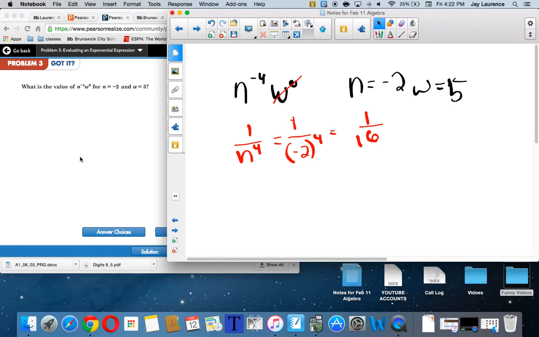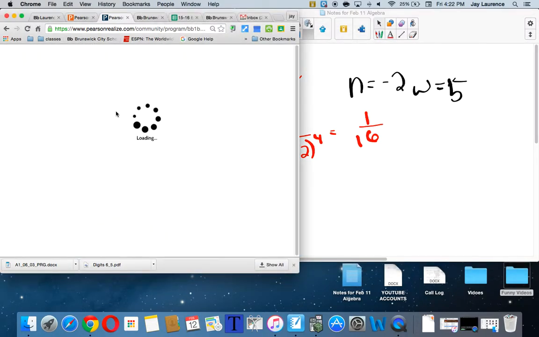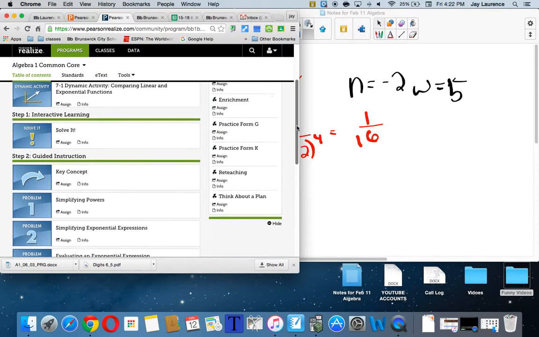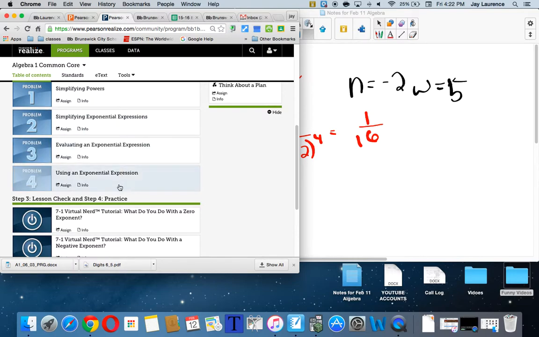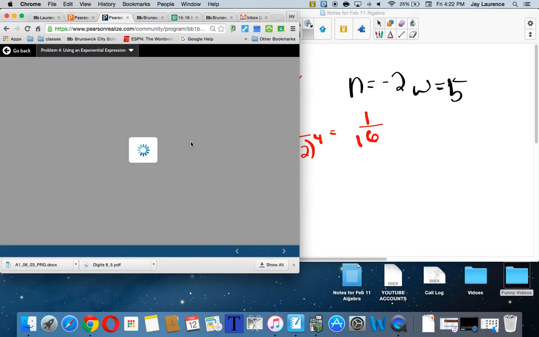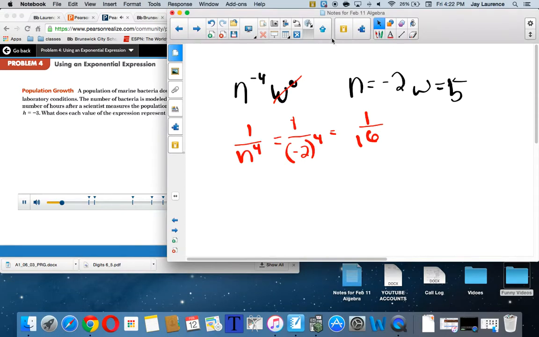Let's see here. I don't think we need any more there. Let's see what problem 4 looks like, and then we will call this quits for the weekend. All right, so problem 4, using an exponential expression. I'm not going to do this one right now. We are going to worry about that in class. So I will end the video now and say, have a good night, everybody.